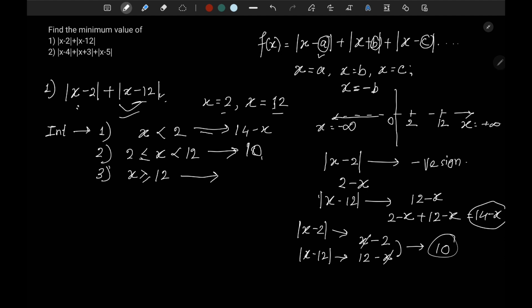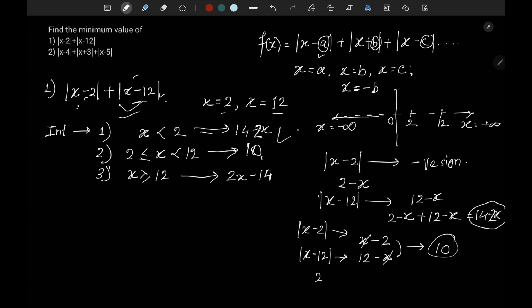And for x greater than or equal to 12, both of these will open as positive, and the function becomes 2x. I made a mistake here. This should have been 14 minus 2x. And similarly here it would be 2x minus 14, right?